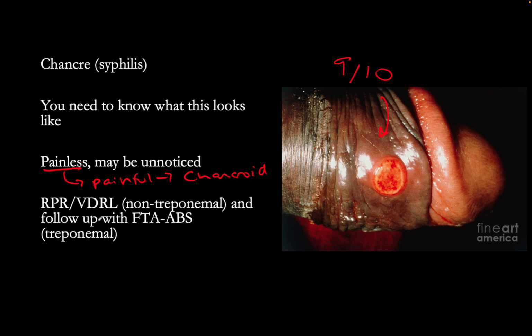And one thing to know is the RPR and VDRL, these are called non-treponemal tests, and so they need to be followed up with a FTA-ABS, which is a treponemal test. And, because we always make everything complicated, this is basically just a blood sample, and it's tested via ELISA. Another thing to know is that rheumatoid arthritis, I think, is one of the things that can cause a false positive RPR.